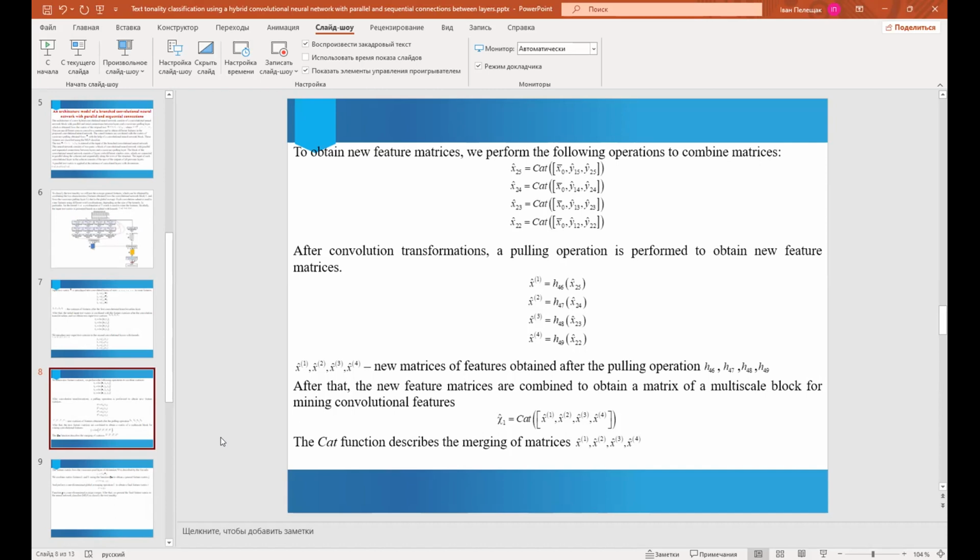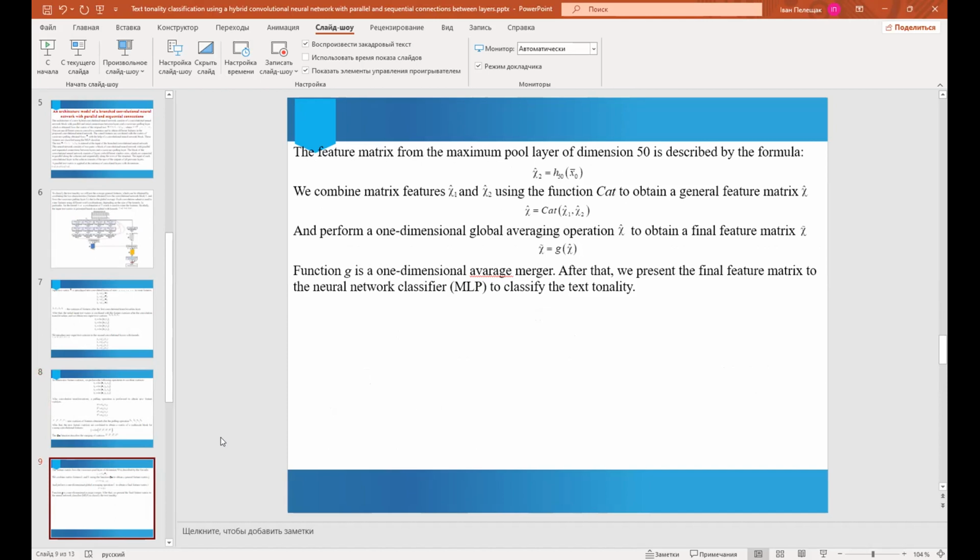The feature matrix from the maximum pool layer of dimension 50 is described by this formula. We combined feature matrices H1 and H2 using the function to obtain a general feature matrix H, and perform a one-dimensional global averaging operation on H to obtain a final feature matrix H. Function G is one-dimensional average merger. After that, we present the final feature matrix to the neural network classifier to classify the text tonality.